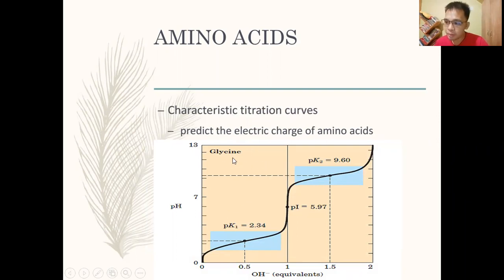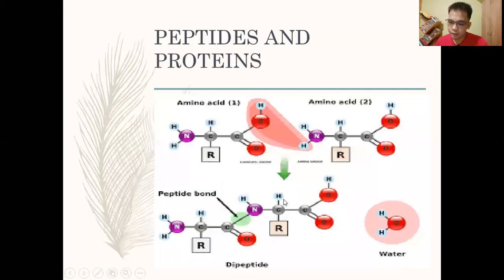And I showed their pKa values, which are their values at a certain pH there. And then these are their isoelectric point, where you just take the average of pKa1 and pKa2, and you get the isoelectric point. Okay? Those are the amino acids.